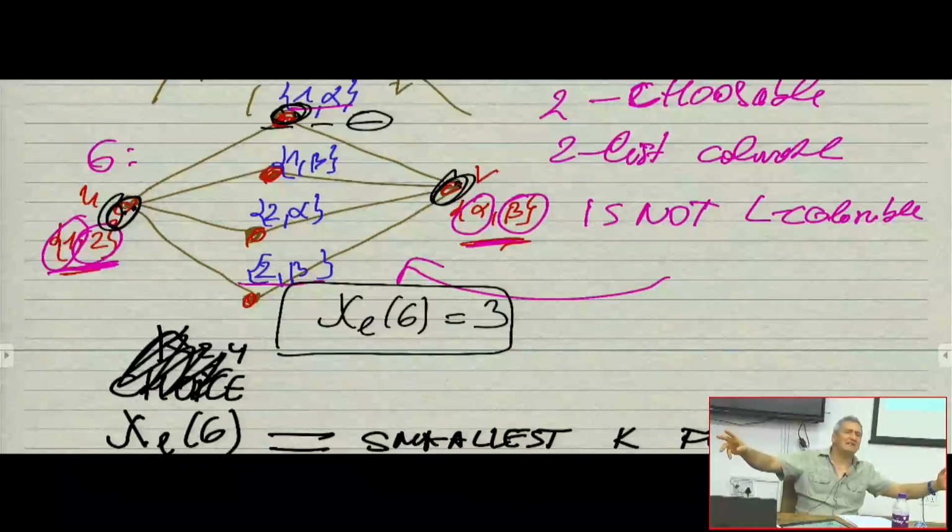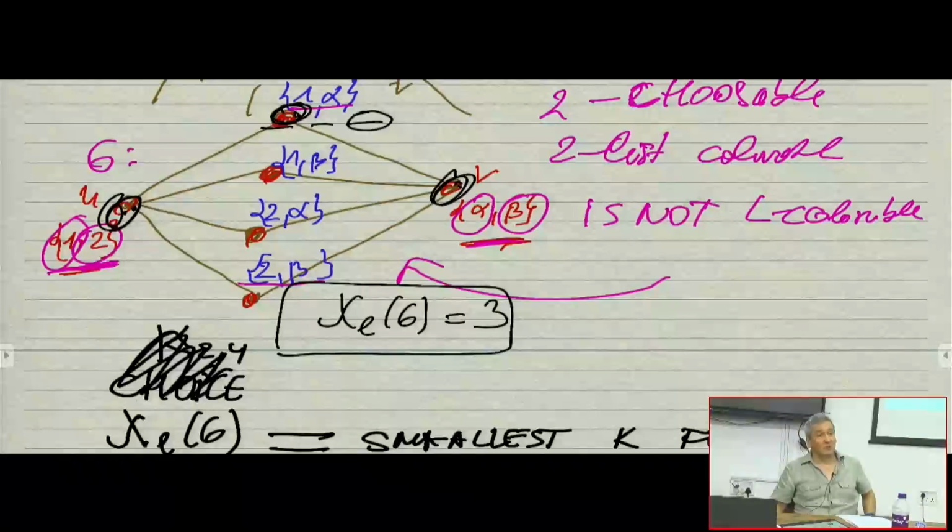Which graphs are two colorable? Bipartite. Which graphs are two choosable? Which graphs are choosable such that every list has size 2, whatever other lists? It's a harder question. We will not have time to deal with this question.